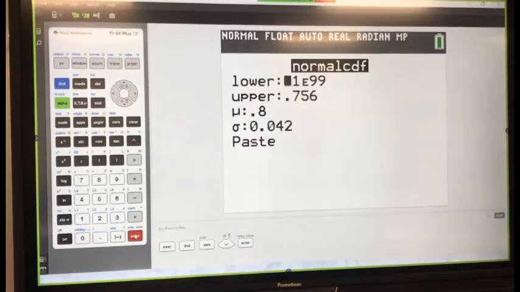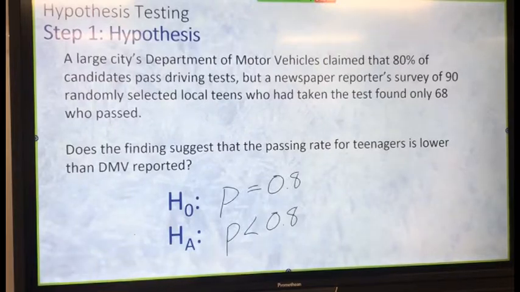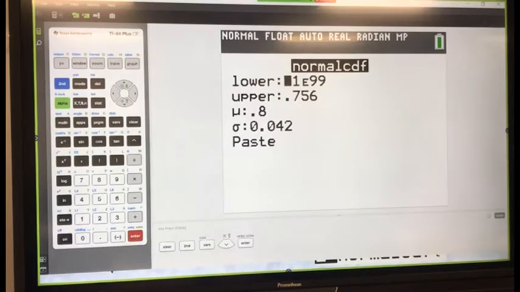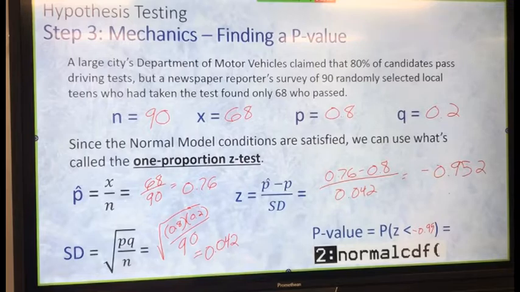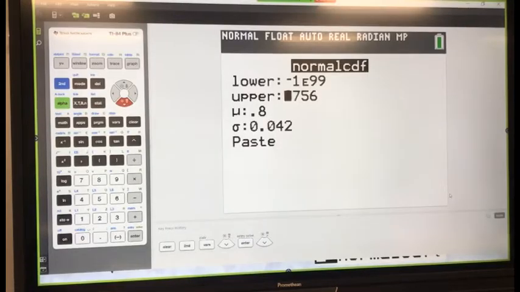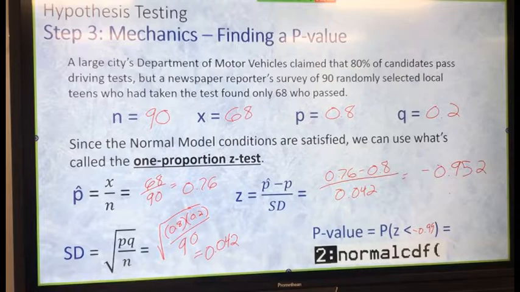So I want to go from negative infinity to, where am I at? There you go. Looks like with this example here, we might as well keep it. I round it a little bit further down. So 0.756 for my upper range, that's my p hat. My mean is 0.8, and my standard deviation is 0.042.